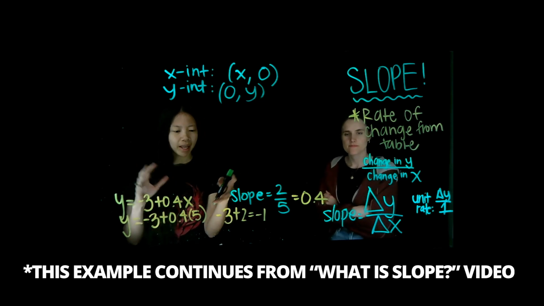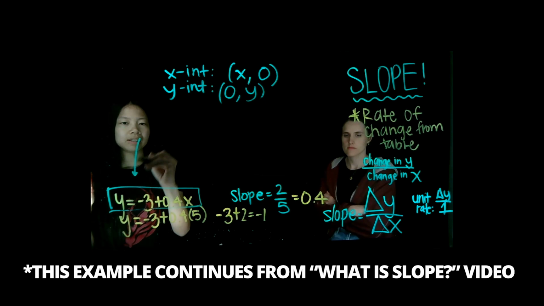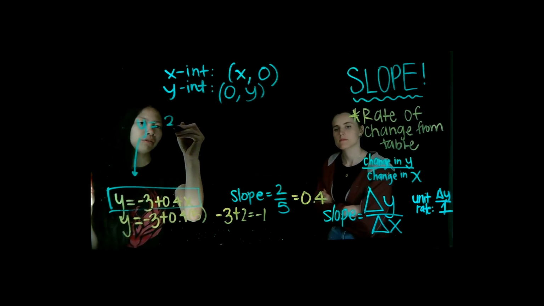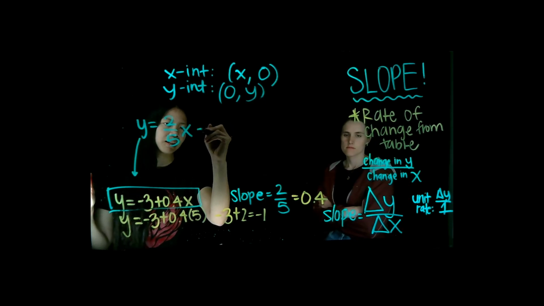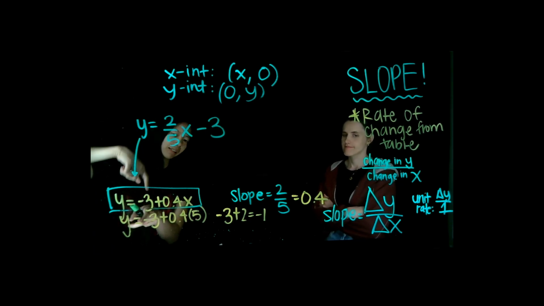All right, let's take what we have here. Another way we could write this exact equation that Emma just showed us is y equals 2/5 x minus 3, or plus negative 3. And this is the same. If you type either of these in Desmos, it will be correct because this is the same thing, right?